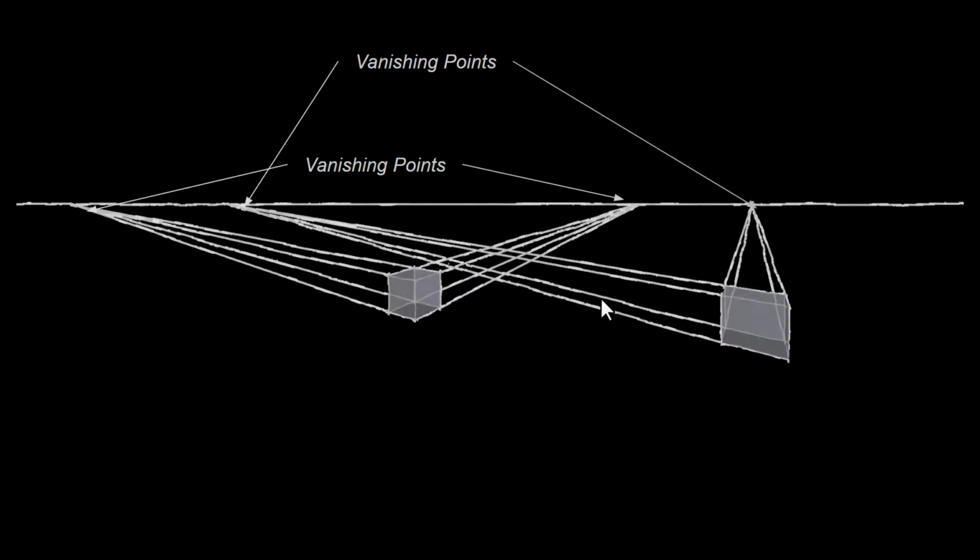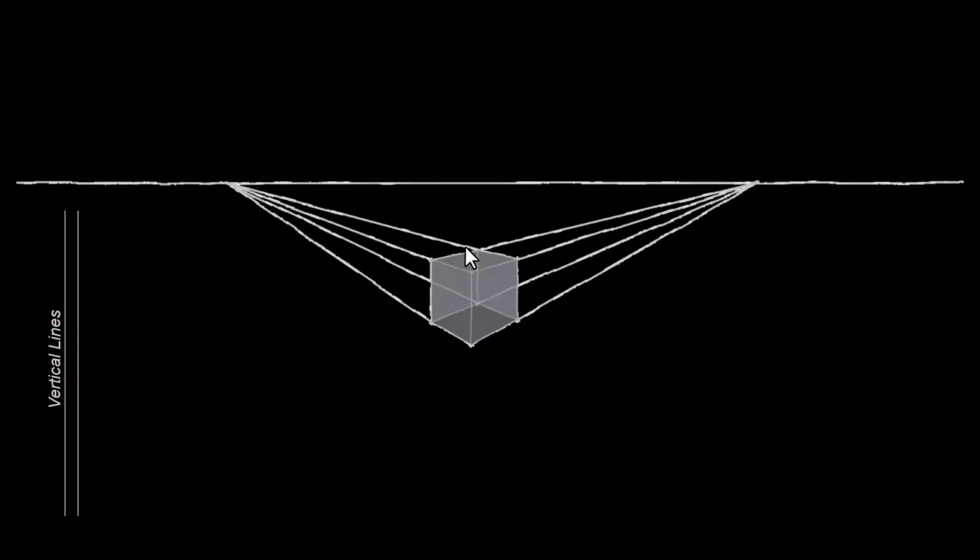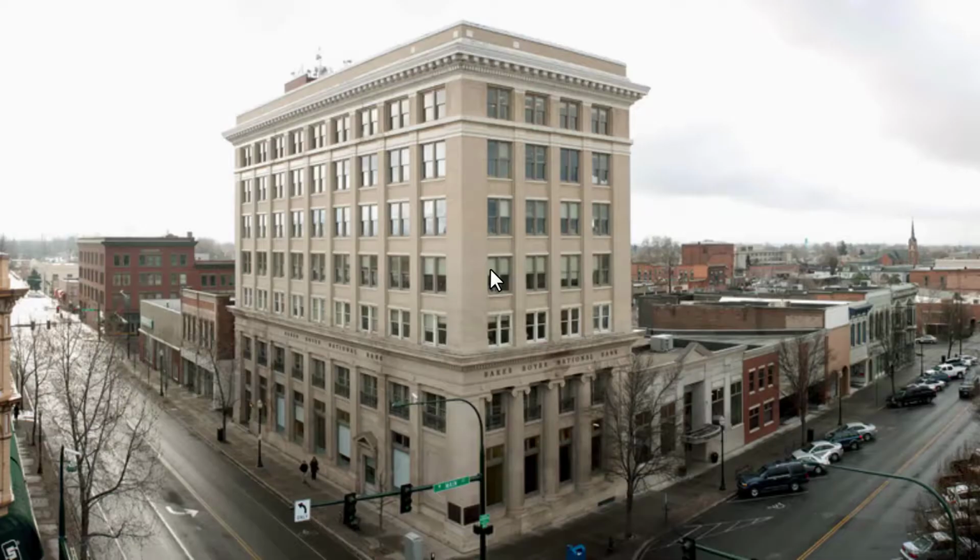So multiple objects can have multiple vanishing points, right? This cube, its vanishing point is over here because it's rotated a little bit in space, and this cube has separate vanishing points because it's rotated in space over here. But again, the vertical lines tend to be consistent in a 2-point perspective, so they're still parallel with the picture frame. So here are some examples of 2-point perspective.